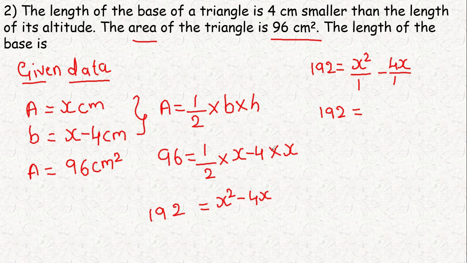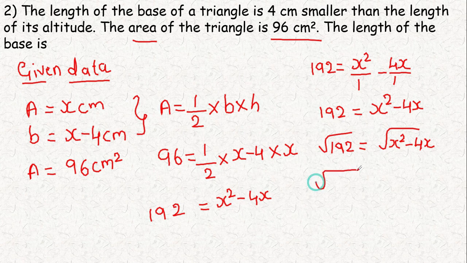The equation is x square minus 4x is equal to 192. When you take the root on both sides, that's the root of 192 is equal to the root of x square minus 4x.